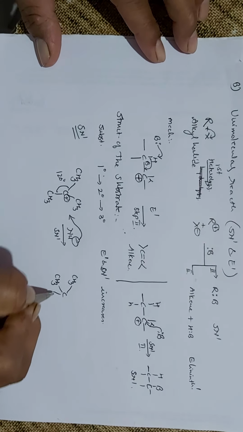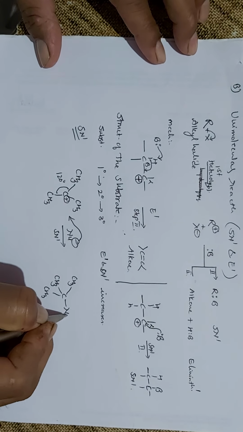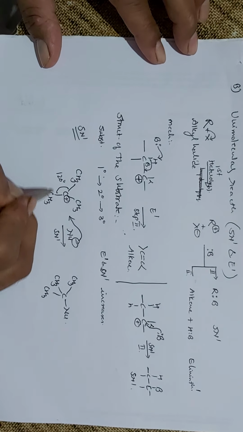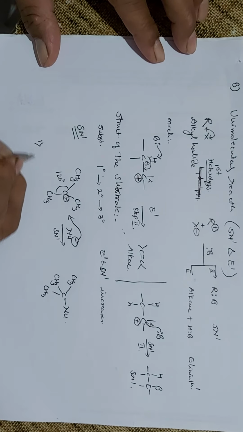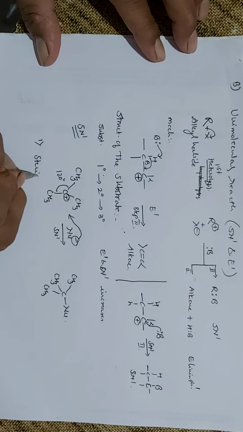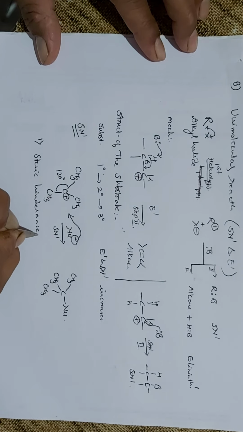The speed of attack here is less because there is large steric hindrance in this intermediate. That is one thing. Steric hindrance is the first factor, and due to this the attack of the nucleophile is slow.